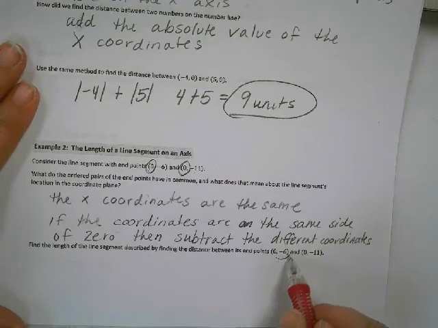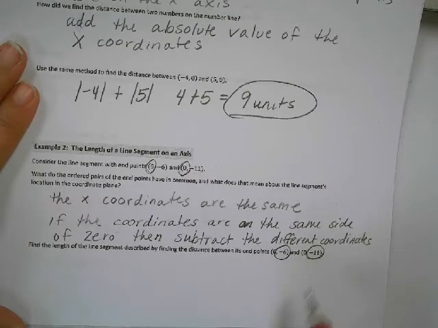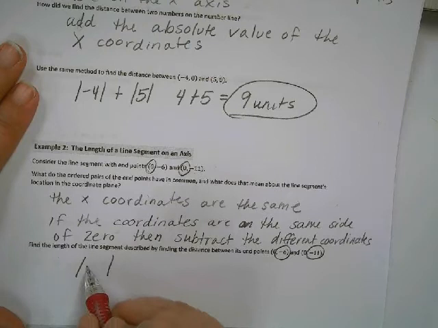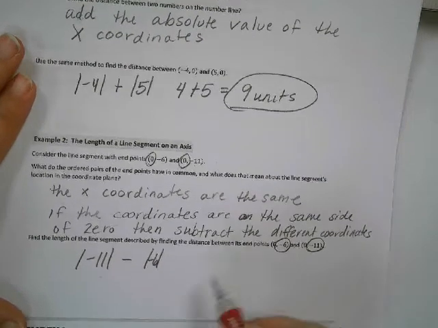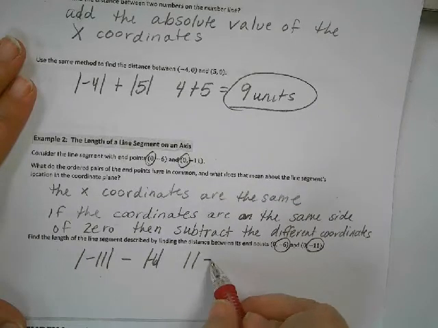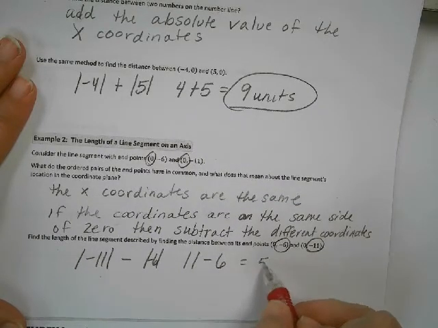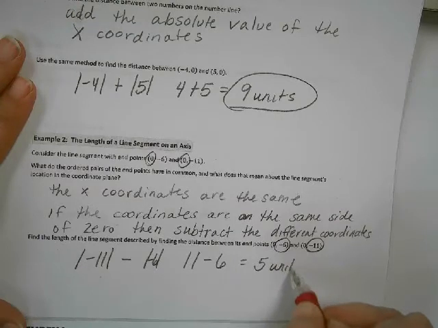So on this one, my different coordinates are -6 and -11. So the absolute value of -11 minus the absolute value of -6, which is 11 minus 6. And I know that that's 5. And then I add the word units.